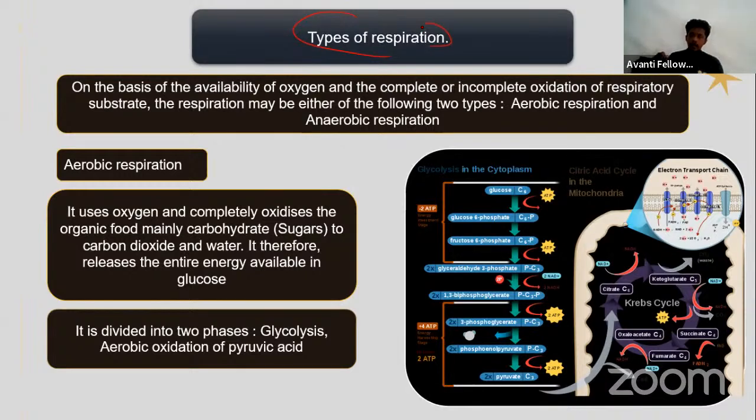Okay. Now again, based on the availability or the utility of oxygen, we can divide this into aerobic respiration and anaerobic respiration, right? In aerobic respiration, what happens? We use oxygen, where it is used for the complete oxidation of organic food, mainly sugars, which are broken down into energy or ATP, right? So again, this aerobic process can be divided into glycolysis, and then it leads to the production of pyruvic acid.